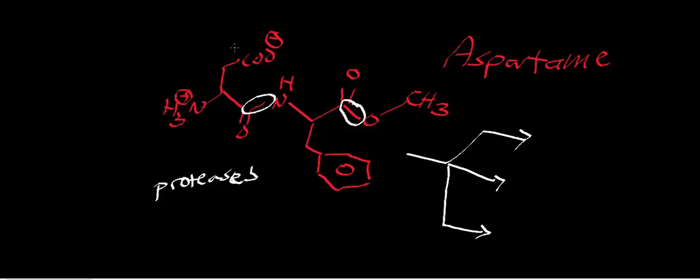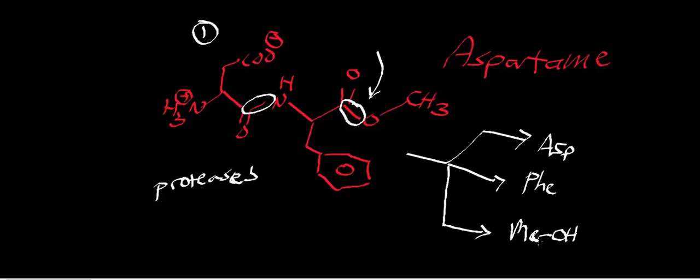Well, number one, you're going to get the first residue right here, and that's aspartate. That'll be your first hydrolysis product. And then, if you were to cleave this bond right here, you're going to get two products. You're going to get, number one, phenylalanine, and you're also going to get methanol, which we're not really concerned with here, although you don't want a lot of methanol.